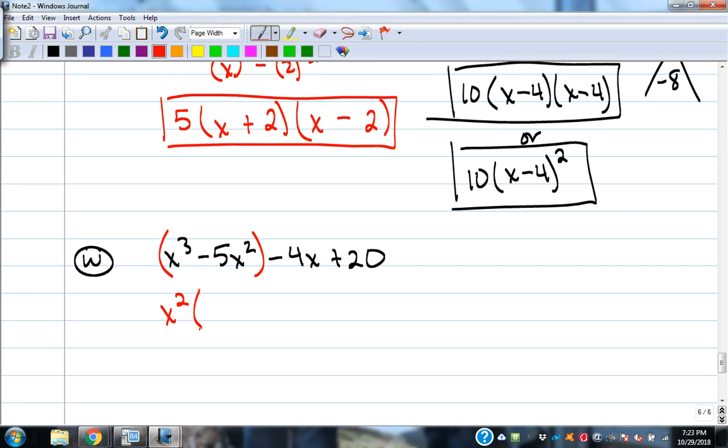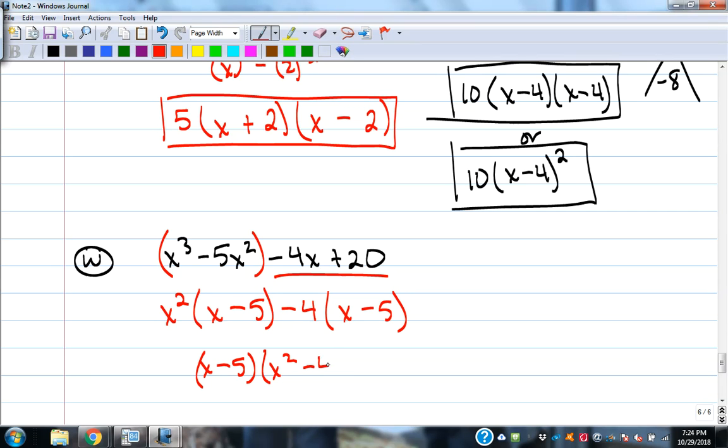X to the second, or x squared. What's that leave in parentheses? What do the next 2 have in common? Kind of 4. Negative 4. A minus 4. What's that leave in the parentheses? Minus 5. What times negative 4 gives me positive 20? That'll be a negative 5. I always have to change the sign. All right, so our factors then are x minus 5 and x squared minus 4.